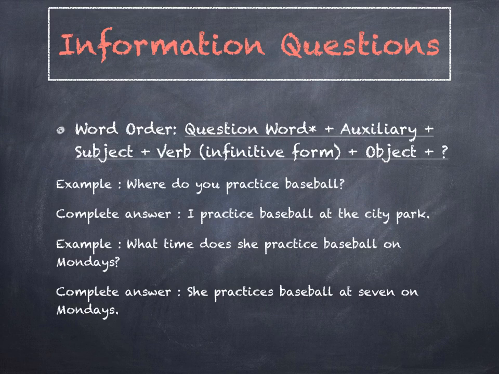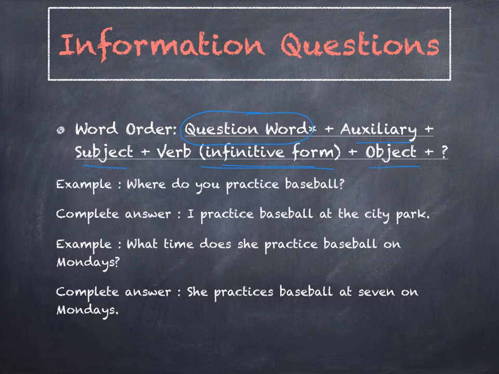Here's the word order for information questions. As you can see, the only difference between yes/no questions and information questions is this, the question word. You need to add a question word before you continue the pattern with the auxiliary, the subject. Remember, the subject and the auxiliary must agree. And then my verb is always in the infinitive form, and then, if necessary, the object.